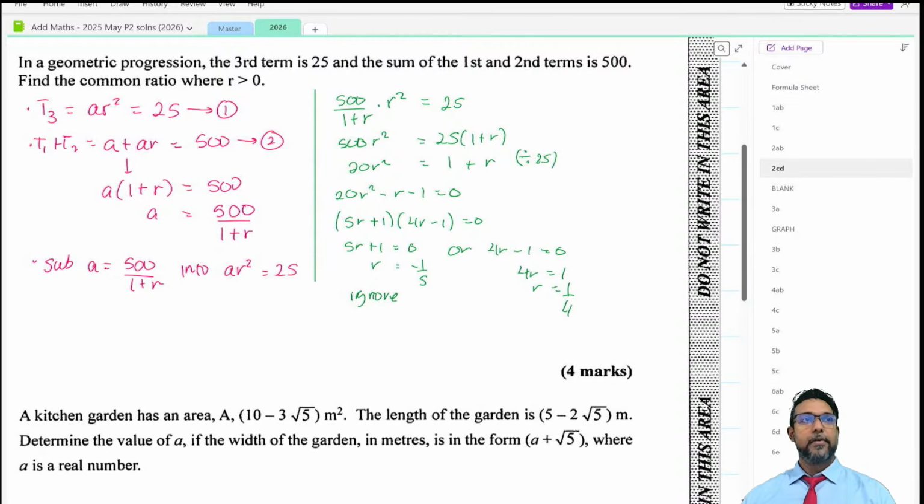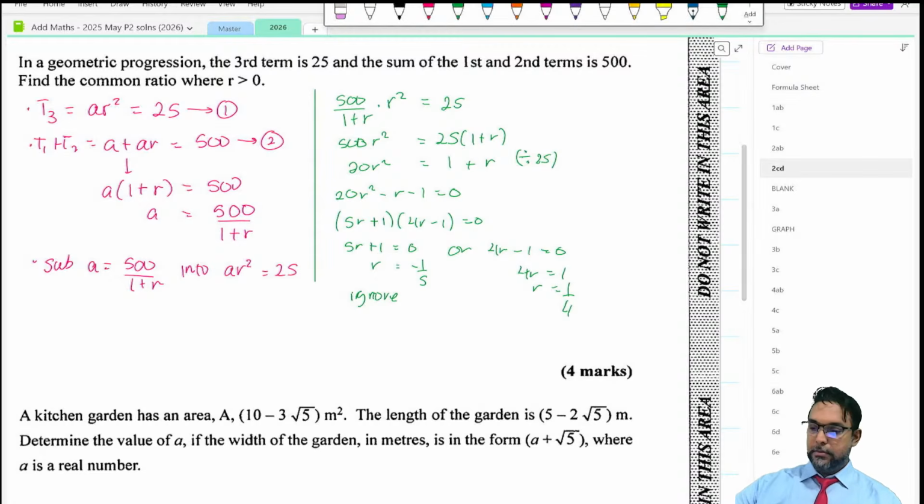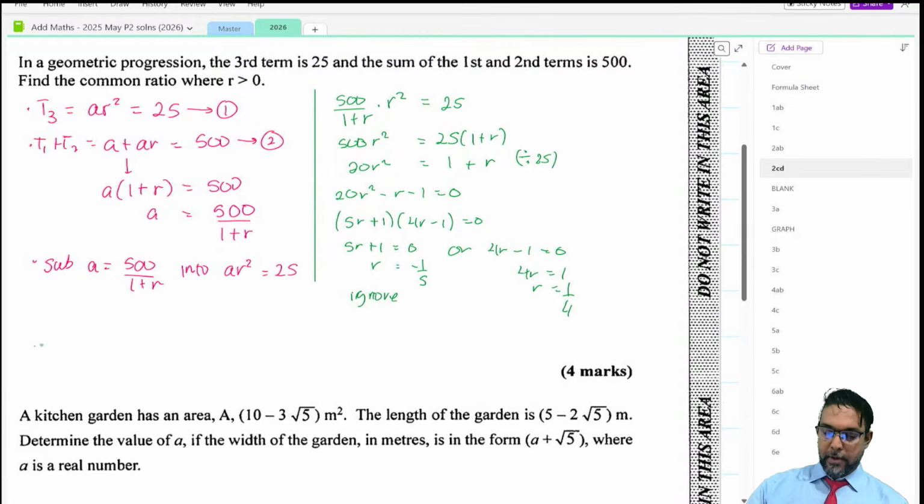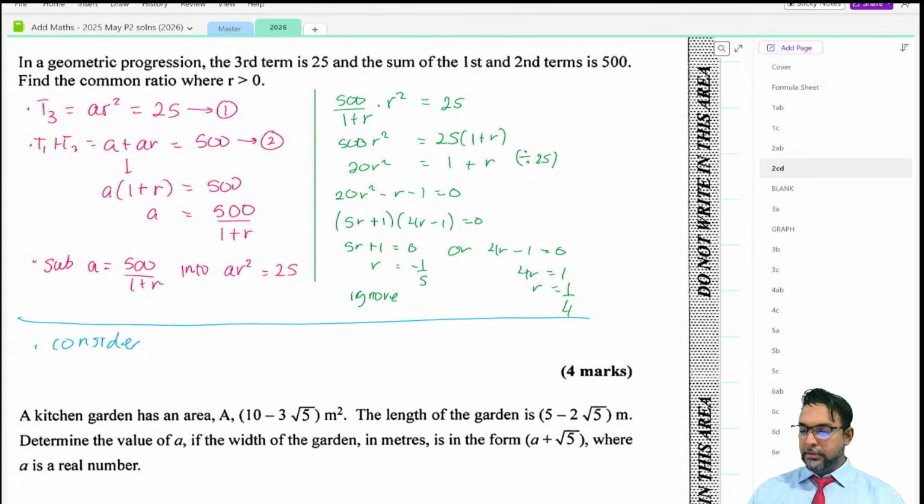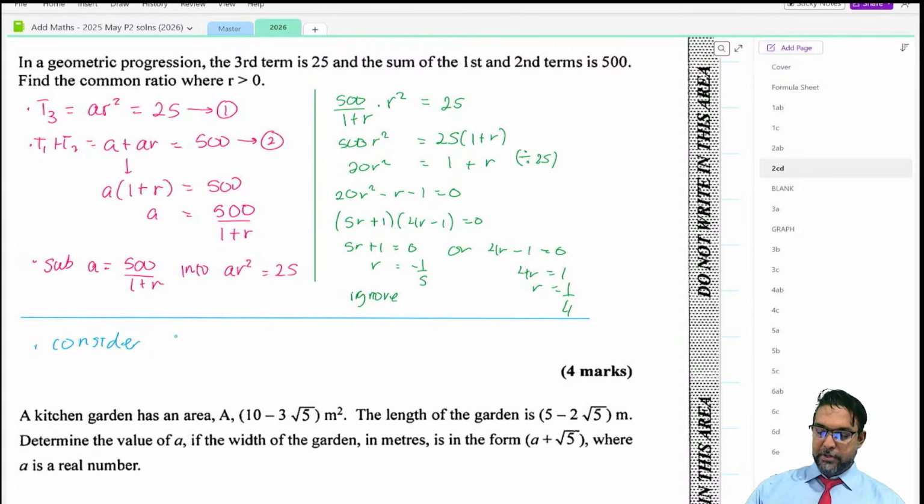R is a quarter? Yeah? All right, so the short version is this. Consider the following: the sum of the first and second terms is 500. If we were to add the third term, you would have to have an intuition about this.